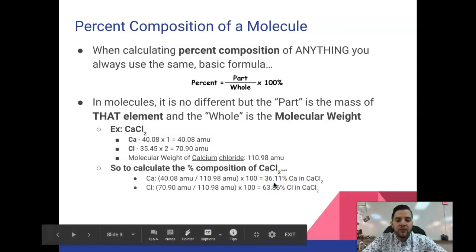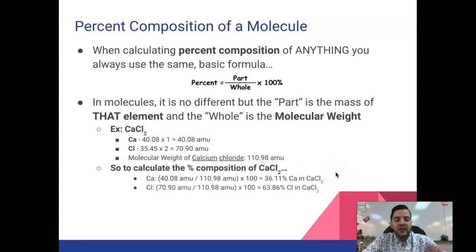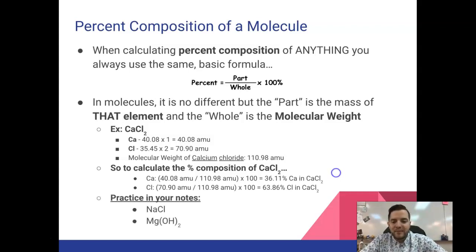Doing the calculation for chlorine, about 64% of that molecule is made up of chlorine. Okay? So again, we're just taking the part that we're looking at, divided by the entire molecular weight times 100. Go ahead and practice these two in your notes again, and we will use those to warm up next class. We'll run through and say, okay, what did you get? Here's what we should get. And if you made a mistake, we can figure out where it might have been.